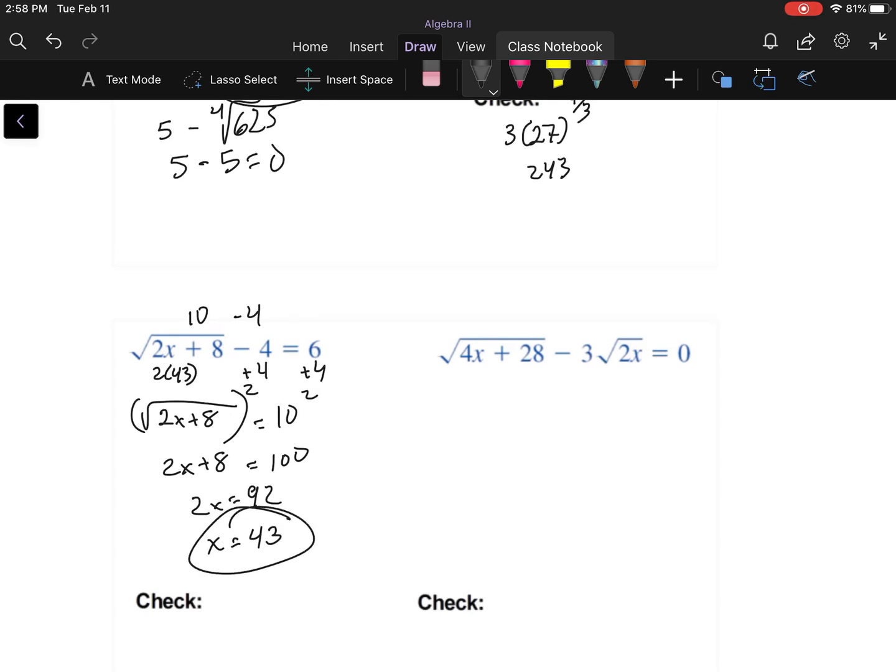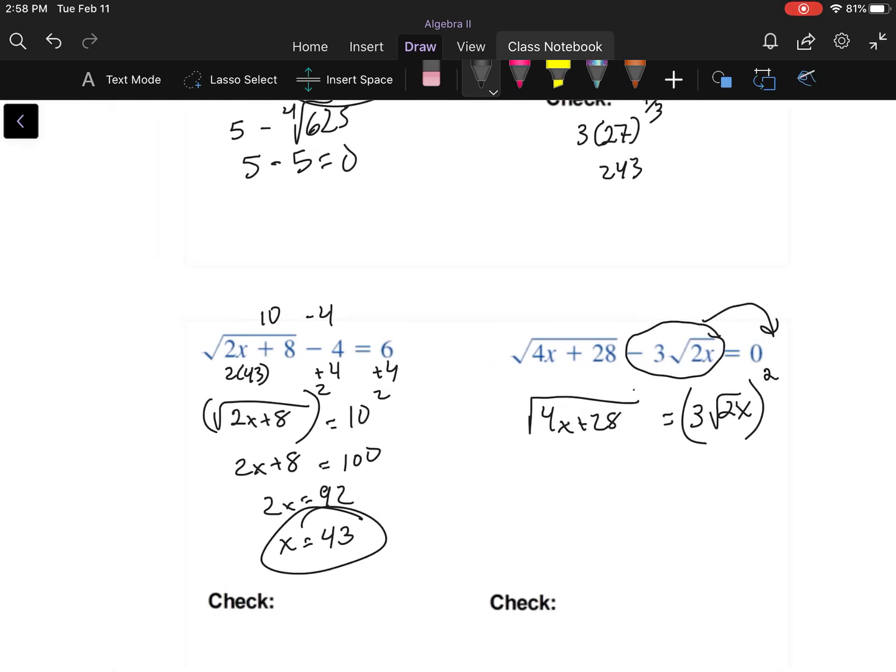This scenario is probably the one where it could get really tricky if I square both sides. So what I'm going to do is move this over to the other side of the equal sign. And then I'm going to square both sides. So 4x plus 28. 3 squared is 9, and that's 9 times 2x. So that's going to subtract 4x, but remember that's going to turn into 18x. So 28 is equal to 14x, so x is equal to 2.